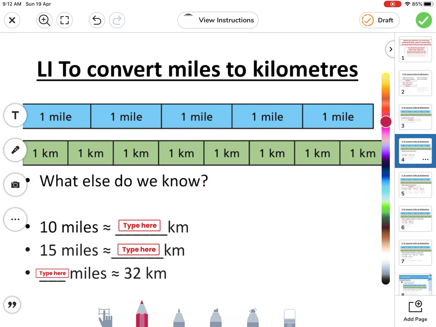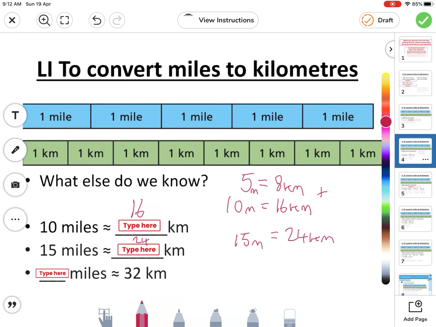Okay, so if we know that 5 miles is about 8 kilometres, I know then that 10 miles, because that's doubled, will be 16 kilometres. So if 10 miles is 16 kilometres, what's 15 miles? Well, I can simply add these together to make 15 miles would be 24 kilometres. So 24 would go here.